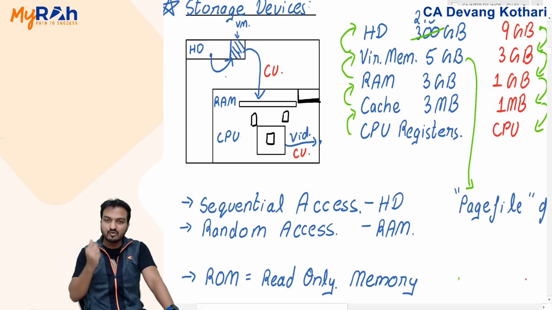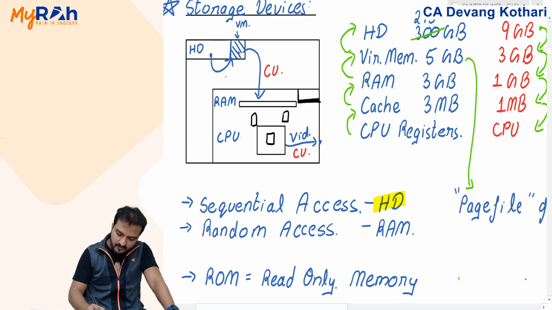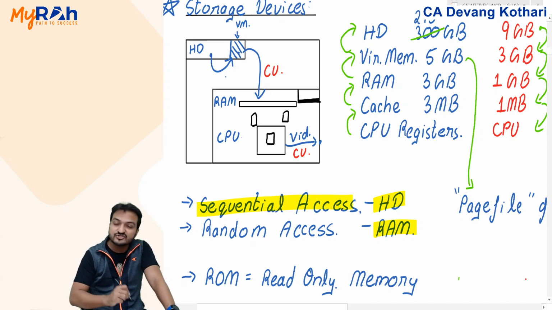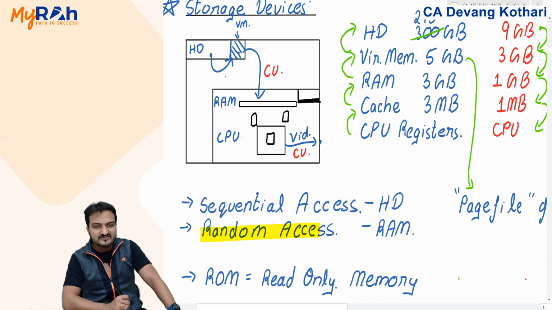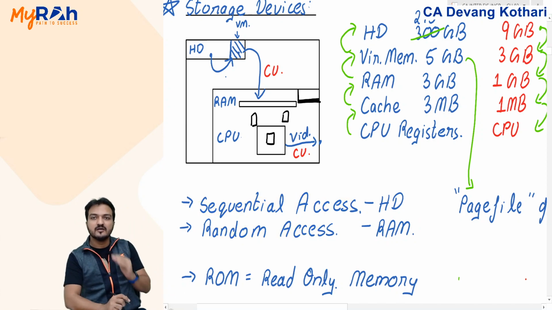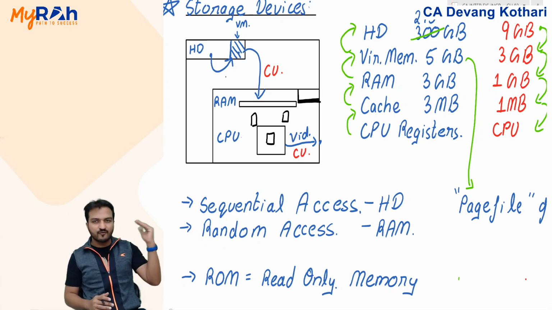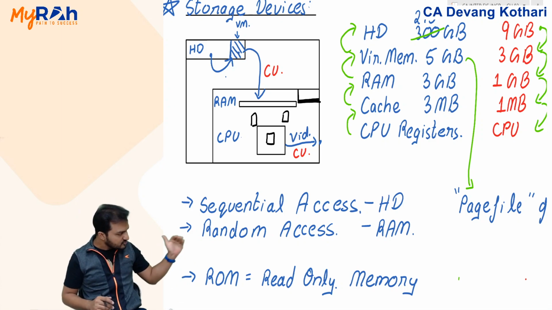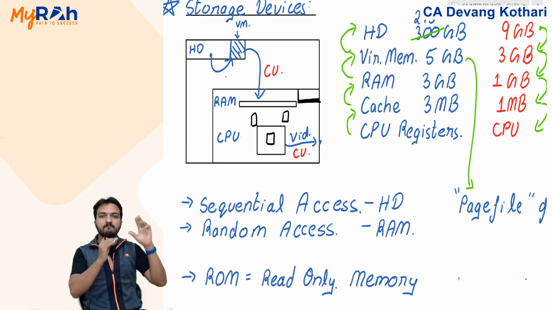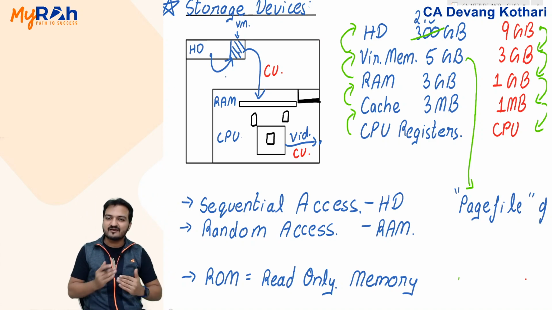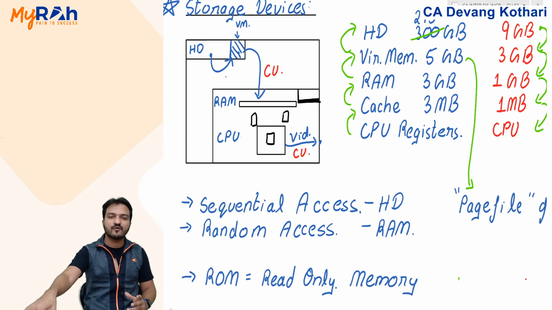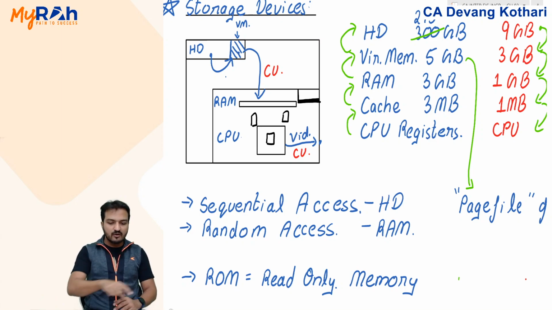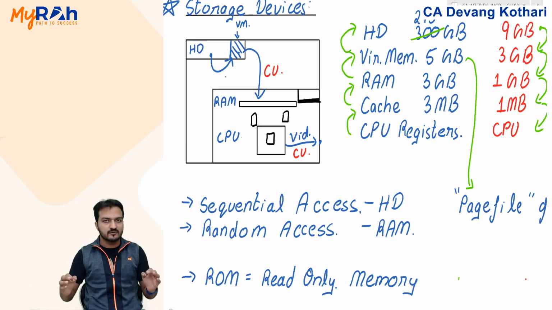One most important difference between hard disk and RAM was that hard disk allows sequential access while RAM allows random access. Now what was that? Remember, sequential access means that when the CPU needs some data from the hard disk, it will have to sequentially search through each of the parts of the hard disk. While RAM allows random access, meaning that CPU can pick up any data from any location of the RAM without searching through every part of the RAM.